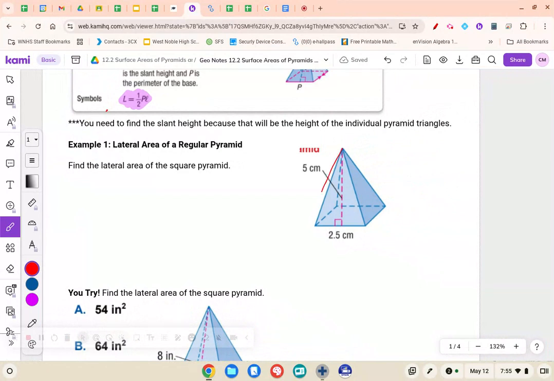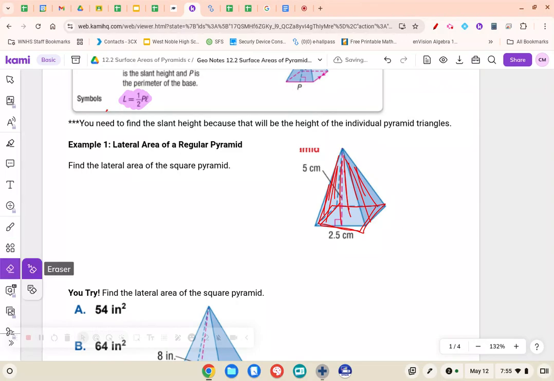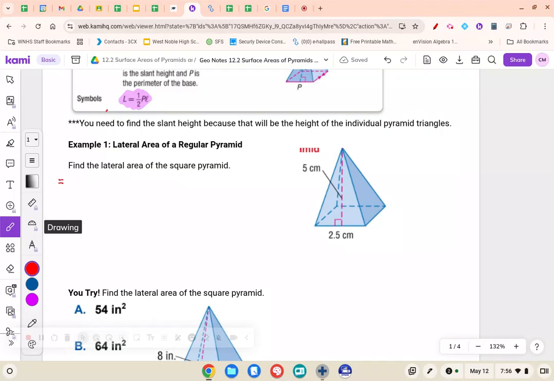If you notice here, we are basically finding the area of each of these triangles. And reminder, once again, this is lateral area, so that's just the area of the triangles. It does not include the area of the base. This area is not included in this formula. So we're going to just use our formula: lateral area equals 1/2 the perimeter times the slant height. It goes from the side of your base to the tip at the top at a perpendicular.